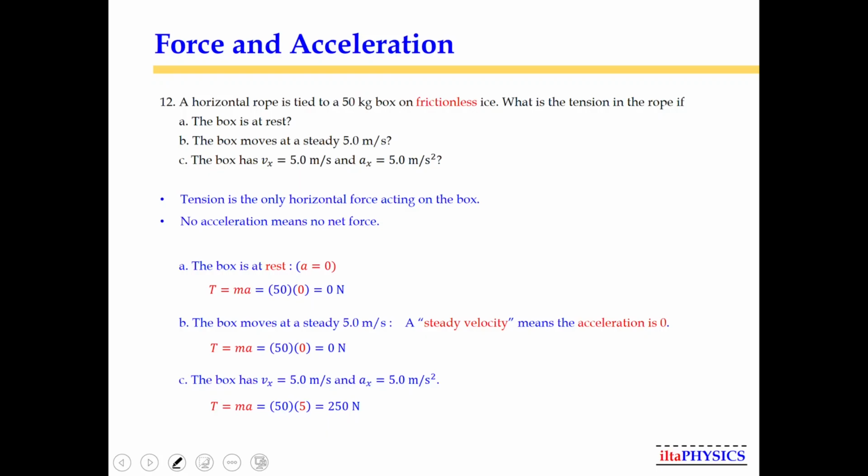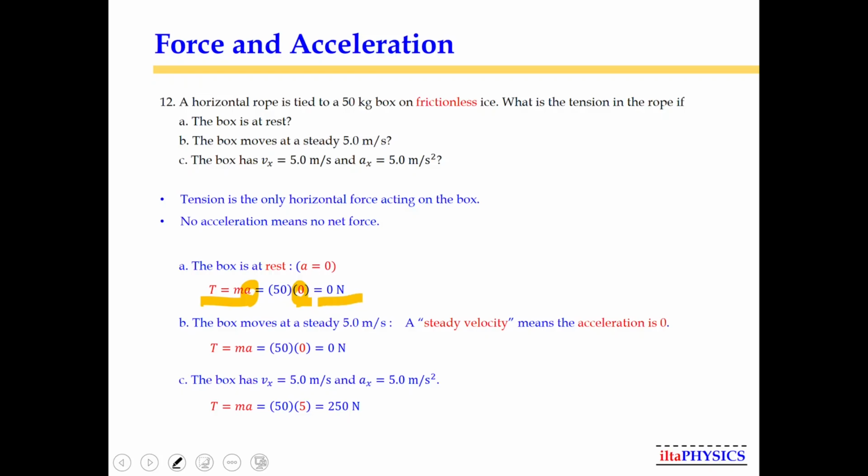First, if the box is at rest, it means there is no change in velocity at all. Since there is no change in velocity, the acceleration is 0. Therefore, if we plug this into the equation, the tension on the rope is 0.